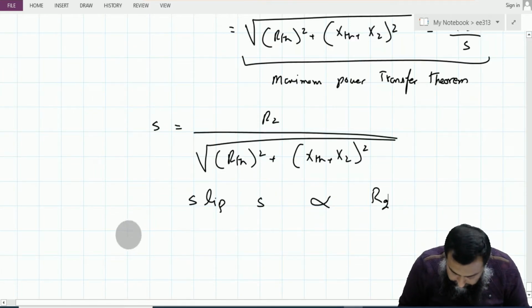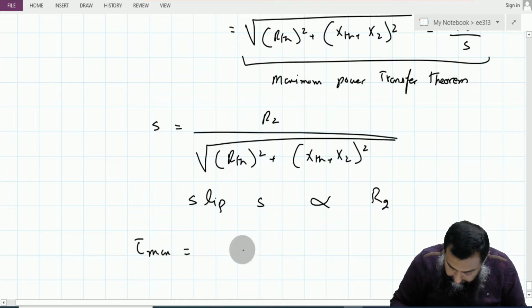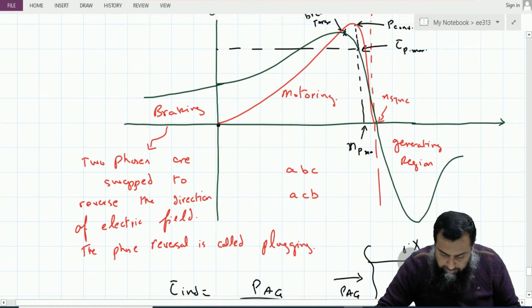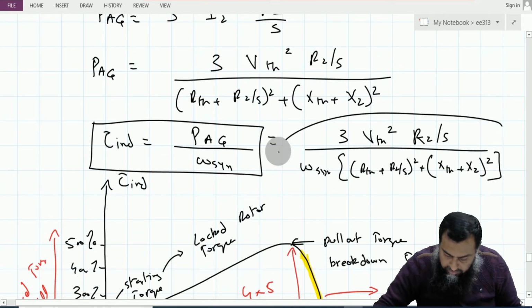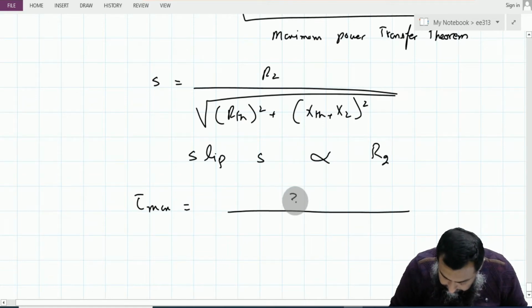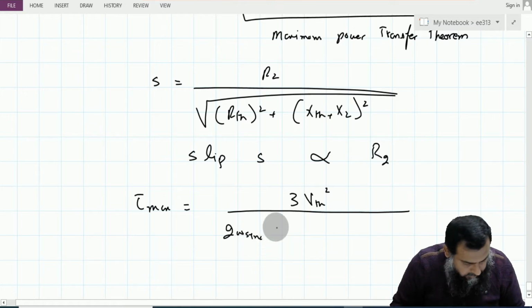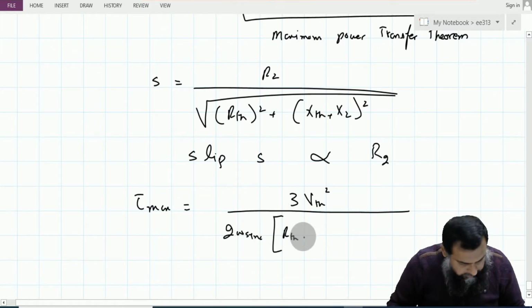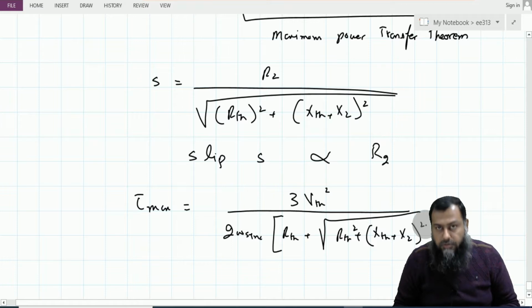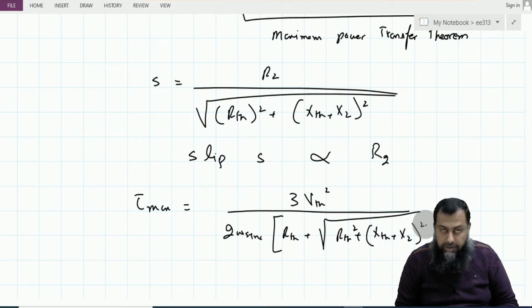So the maximum torque, tau max, can be written by using this expression and substituting it back in here. We get the tau maximum, which is equal to 3 times V Thevenin square divided by 2 omega synchronous times [R Thevenin plus the square root of R Thevenin square plus (X Thevenin plus X2) whole square]. So this is the value of the maximum torque that a motor can actually provide.